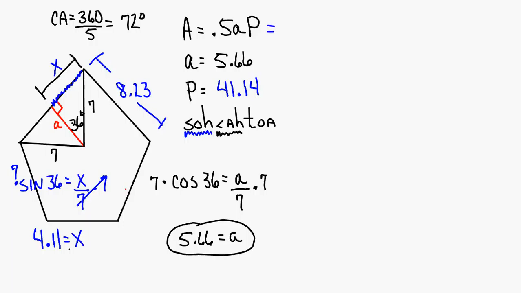Now that number is still sitting in your calculator, so you can just do the area formula backwards if you want. Do perimeter times apothem times 0.5. So times 5.66 times 0.5 equals 116.44.